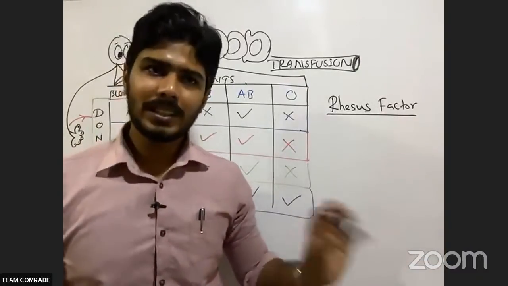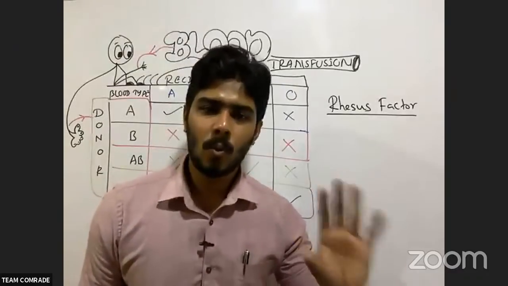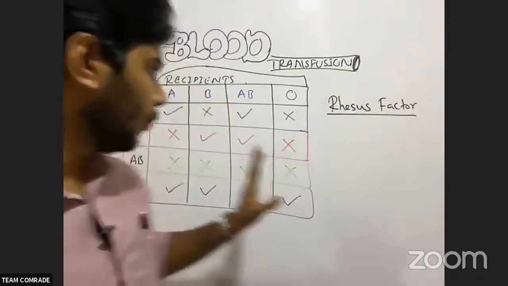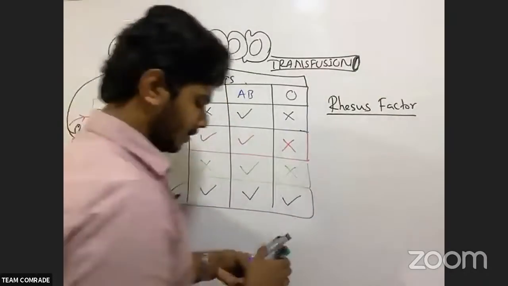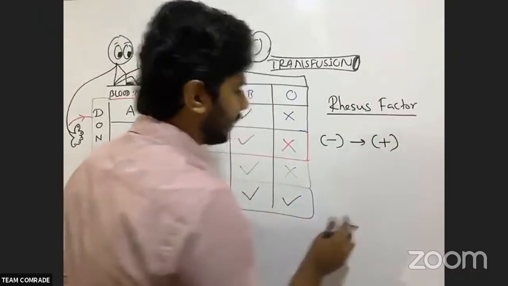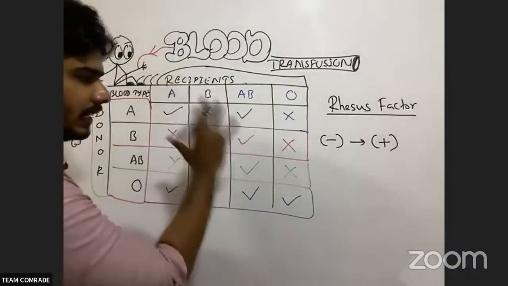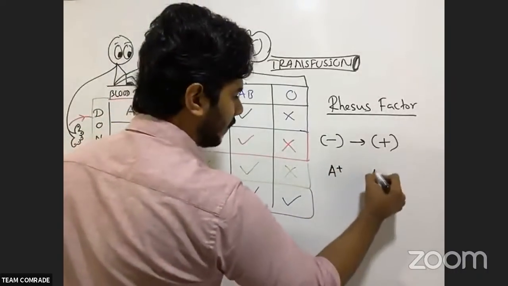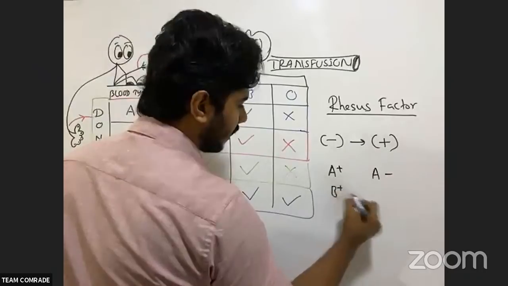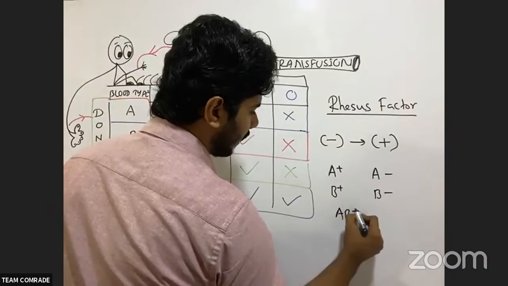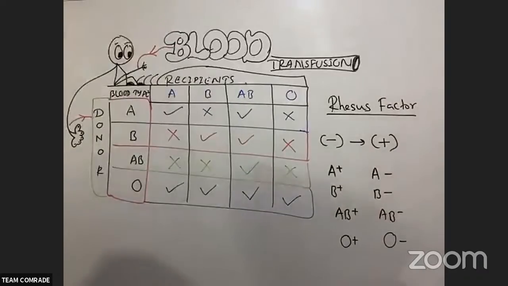So what I will tell you is negative ones can give to anyone, especially O. Negative people can give to positive people. Don't take this into life, but negative people can give to positive people, the relevant ones, like this. Like this, we have A positive bloods, A negative bloods, then B positive, B negative, and then AB positive and AB negative.